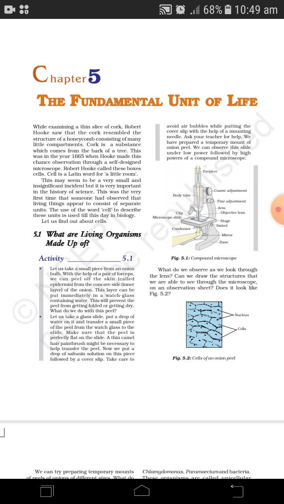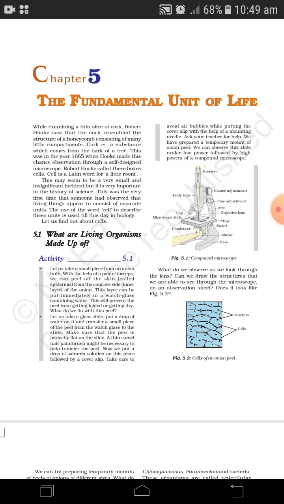Next we can go to 5.1, What are living organisms made up of? It is an activity. So in the next slide we can see the compound microscope. The upper part is the eyepiece. There is a coarse adjustment, fine adjustment, arm, objective lens, stage, mirror, base, microscope slide, slip, body tube.